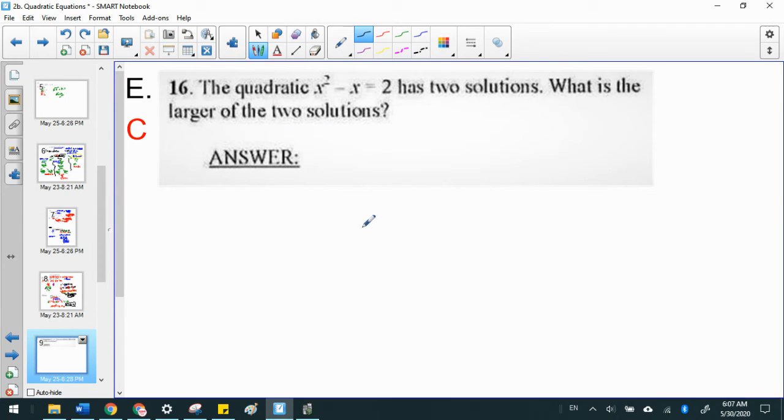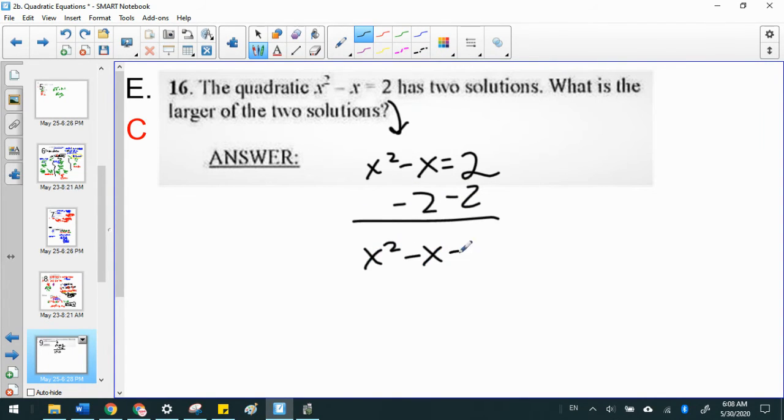Okay, so in this question, it tells us the quadratic x squared minus x equals 2 has two solutions. Which is the larger of the two solutions? So first of all, I'm not going to be able to do anything with this because this isn't in any form that I can deal with through the factored method or the quadratic formula. So what we need to do is get everything on one side of the equation first.